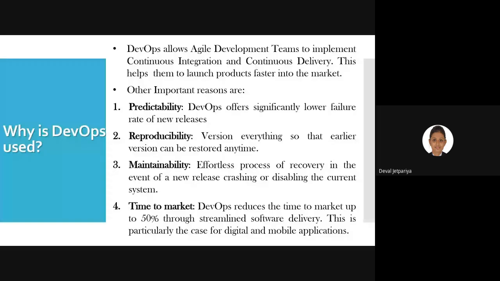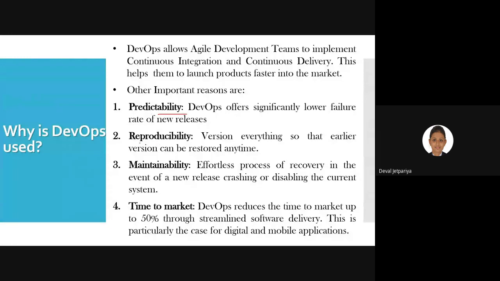So why DevOps? DevOps allows agile development teams to implement continuous integration and continuous delivery. This helps them to launch products faster into the market. As it is using agile technology, it will be beneficial whenever we are launching and performing the testing. Other important reasons that they have shown: the first one is predictability. These words you need to remember, okay?